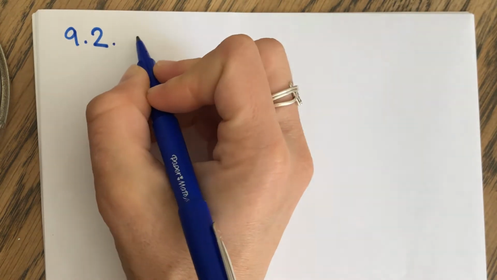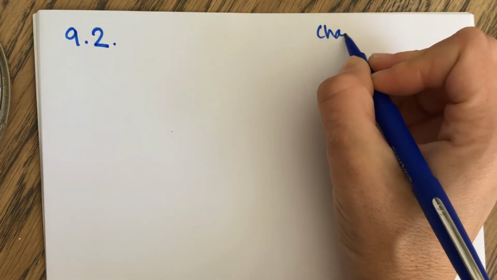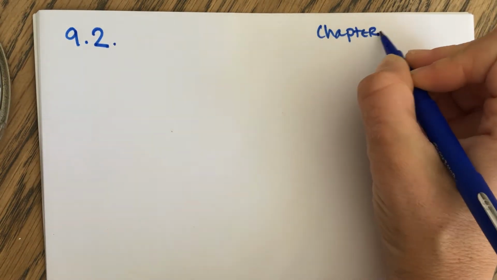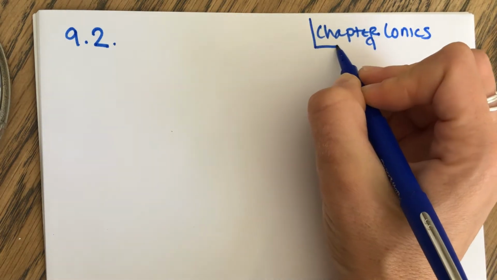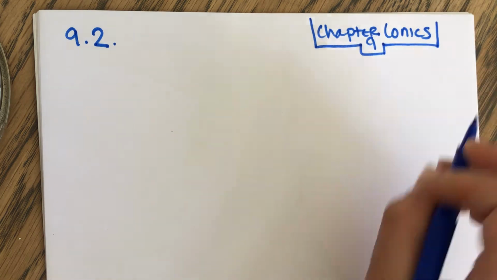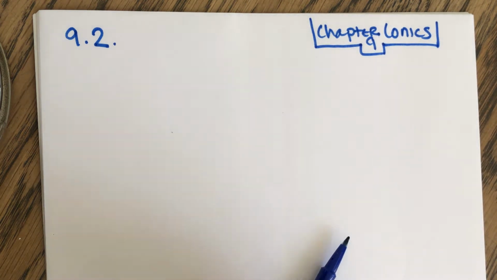Okay, you guys, we're on to chapter 9. It's one of our last chapters. I know you're so excited. Basically, chapter 9 deals with what we call conics. You'll see what the conics are, like circles, parabolas, those are all conics.